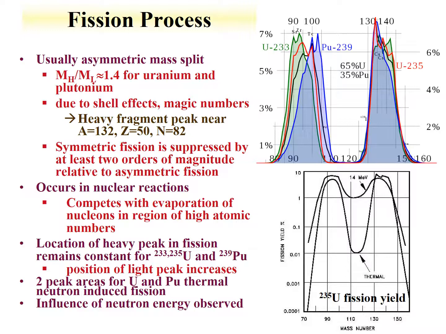So as we've seen, the location of the heavy peak pretty much remains constant for the uranium isotopes and the plutonium-239. We see the lighter peak increasing. We can also see an influence of neutron energy, as what's seen here. This is for the uranium-235 fission yield with the difference between thermal neutrons and 14 MeV neutrons. The obvious change is that as we increase the energy, this middle section, the yield, goes up. What we're seeing is that we're kind of washing out some of the shell effects with higher energy.